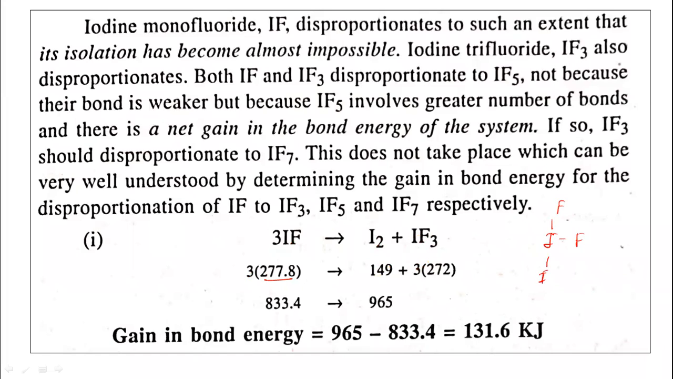So here the bond energy is less as compared to this, because there are 3 bonds and there is only 1 bond. So bond energy will be higher here. So if we do this calculation, the energy of the product will be higher as compared to the reactant. If we take this difference, it is 131.6 kilojoule. It means that IF is converted to IF3. Disproportionation of IF to IF3 will take place because there is a gain in the bond energy.